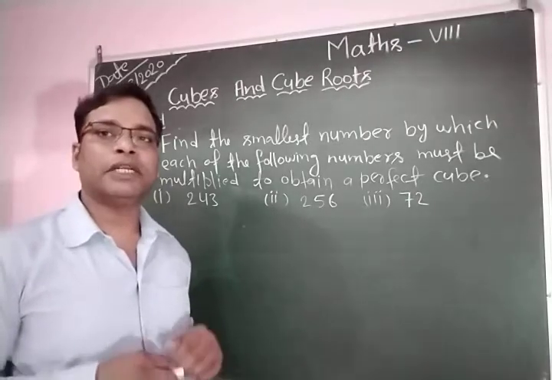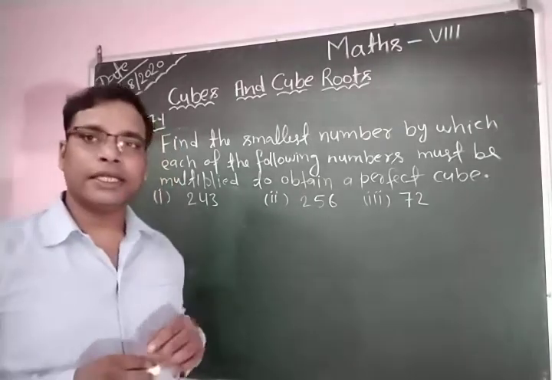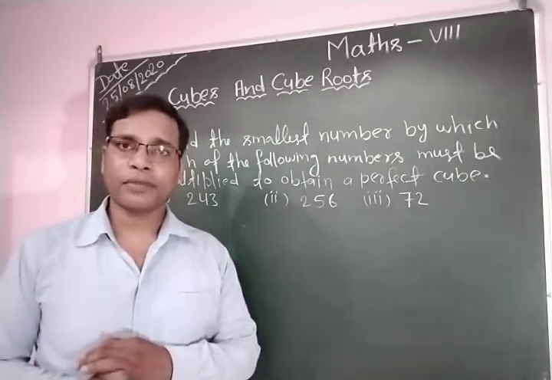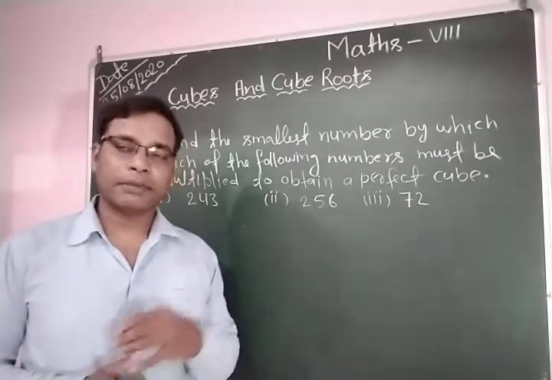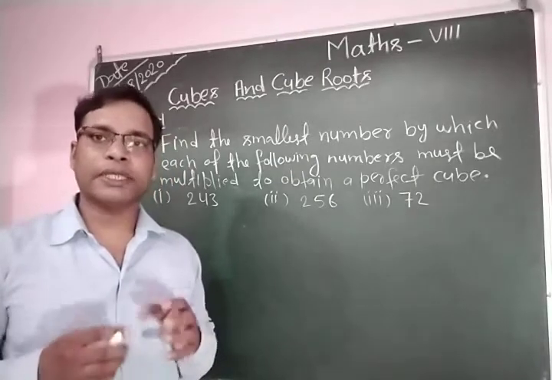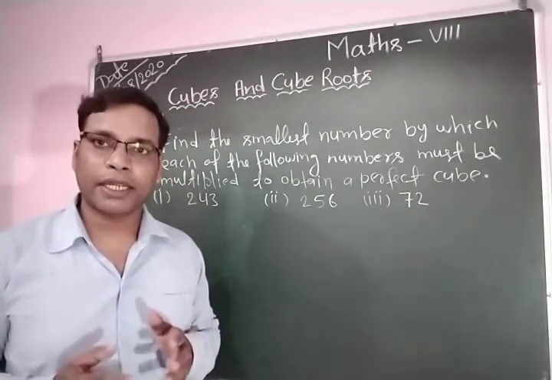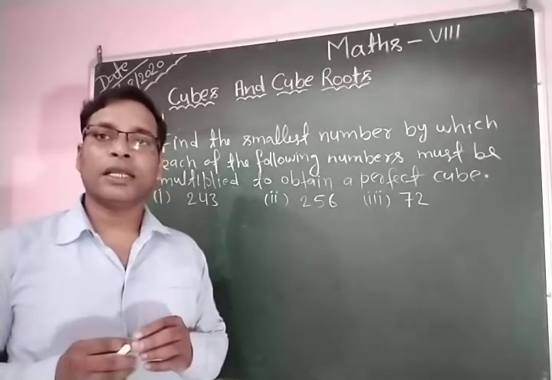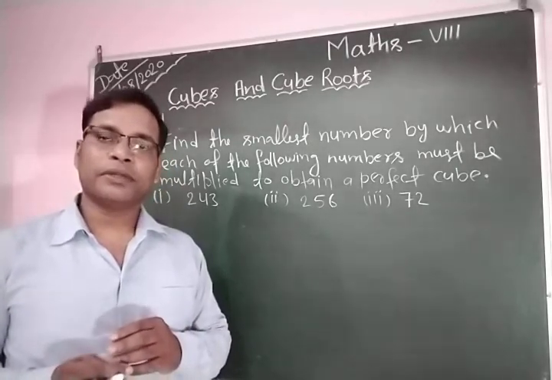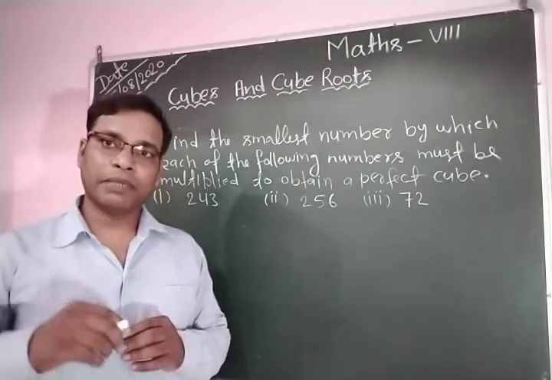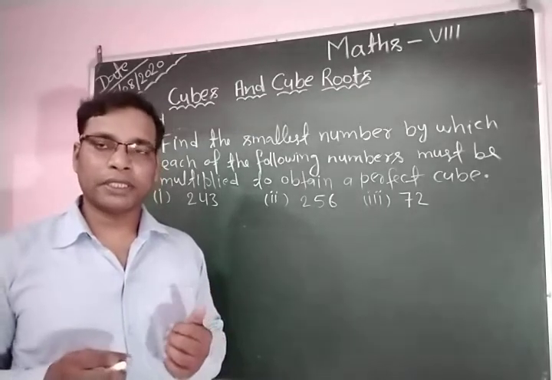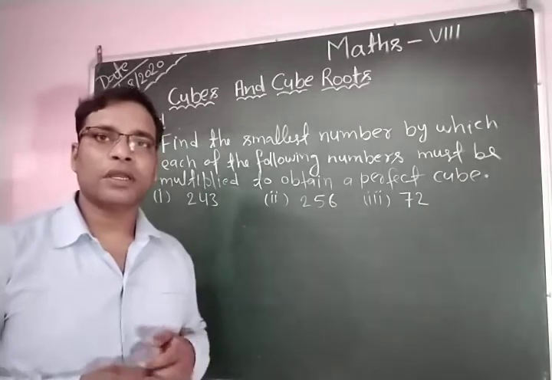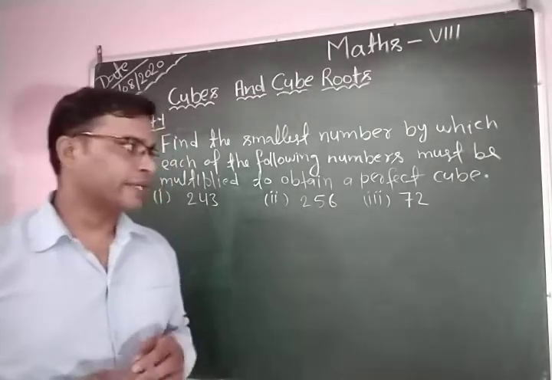That number will be multiplied with the given number and then it becomes a perfect cube. For this, first we find the prime factorization of the given numbers, and after this we express the number as a product of prime factors, and we check which prime numbers are not in a group triplet. Okay, then we multiply by those prime numbers, then it becomes a perfect cube. So let's see how to solve such types of questions.